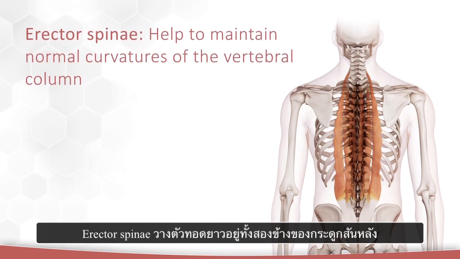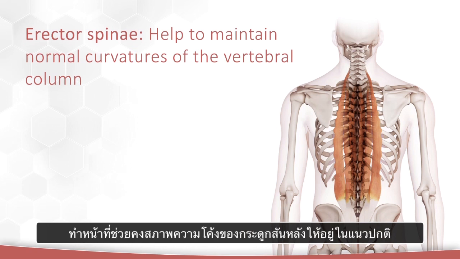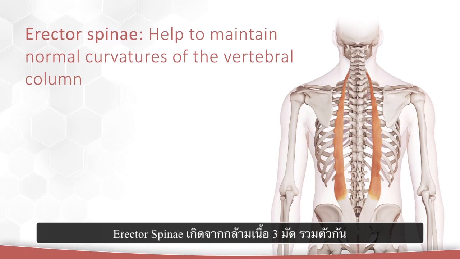The erector spinae muscles lie on either side of the vertebral column, running from the lumbosacral area superiorly to various insertions along the ribs and up to the base of the skull. They extend the entire vertebral column and help to maintain the normal curvature of the vertebral column.